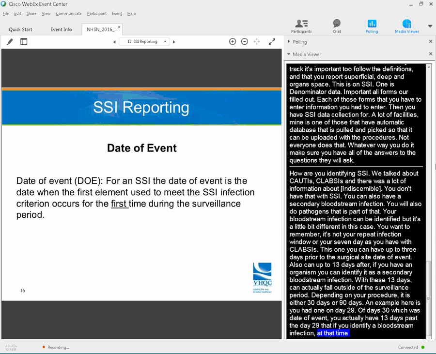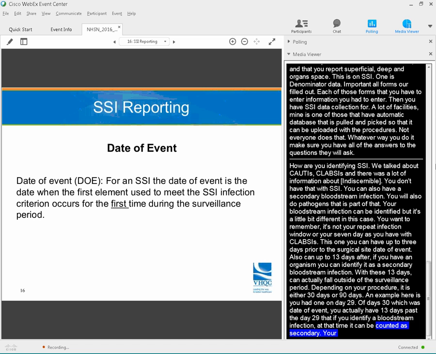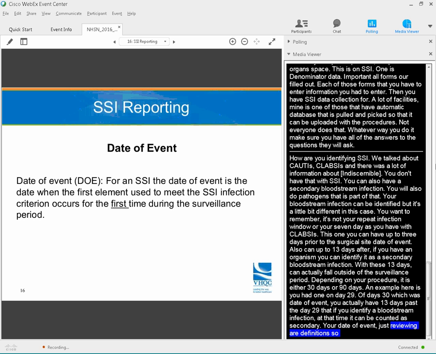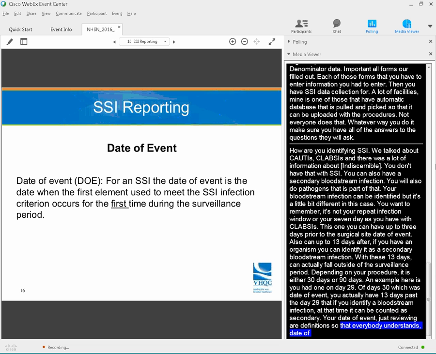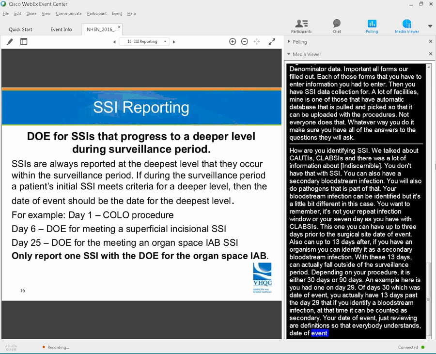Your date of event, just kind of reviewing our definitions so everybody understands. A date of event is the date that the first element is identified for the first time during the surveillance period.